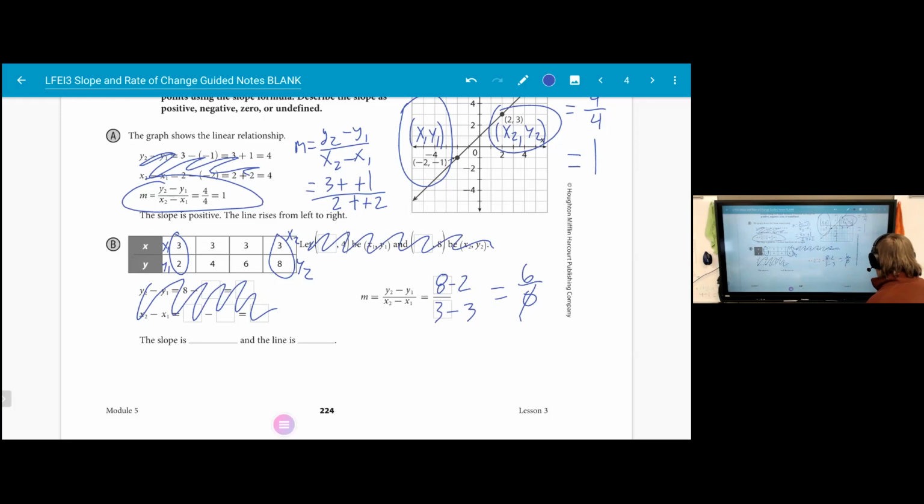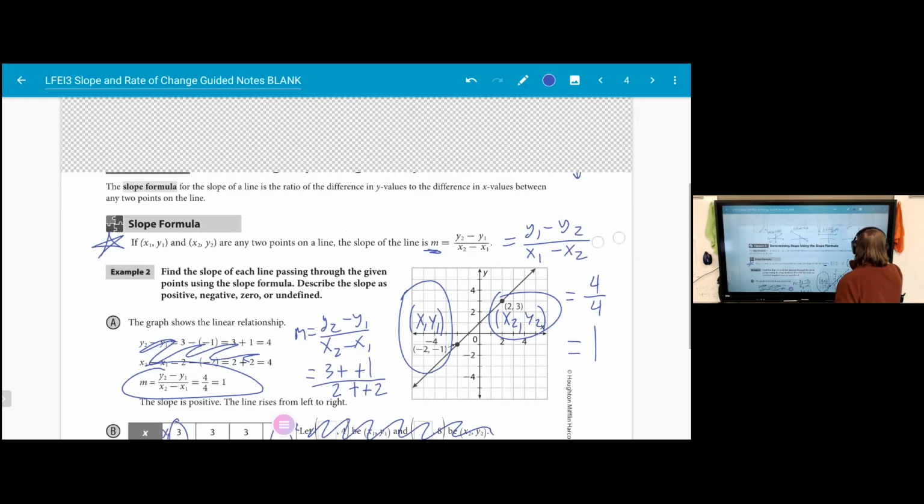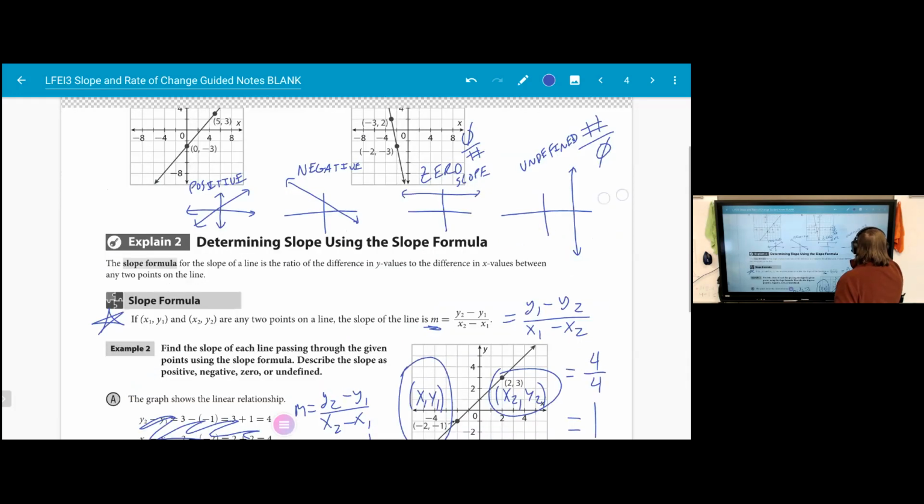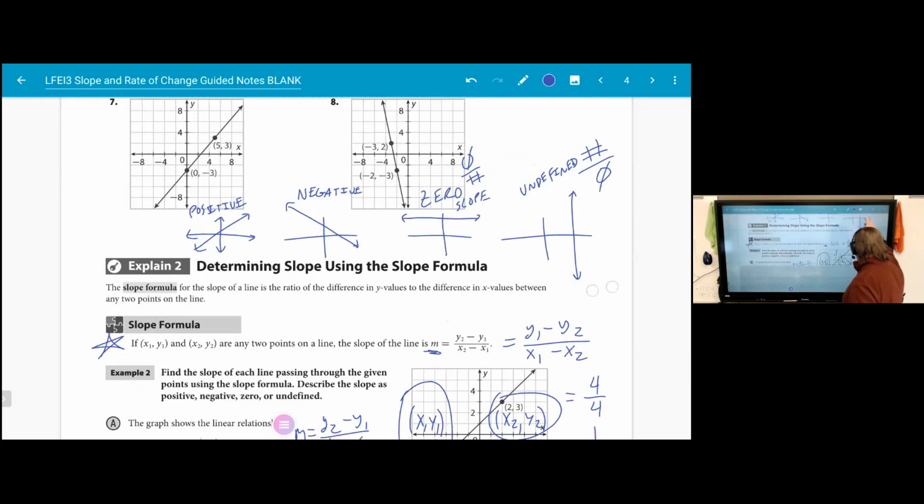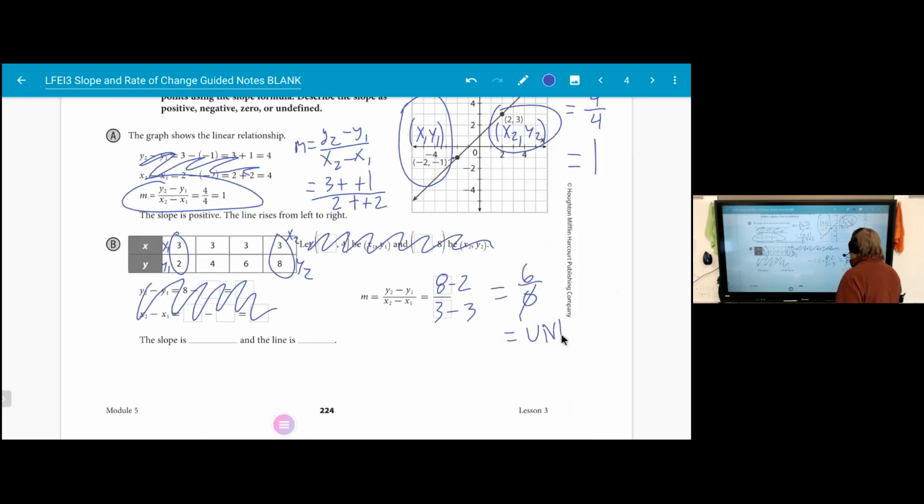Dividing by 0, what did we call that just a second ago? Let's go back and look. A number divided by 0, that's an undefined slope. Oh, that's interesting. Is this a vertical line? I think it is. This is an undefined slope, or UND. The slope is undefined and the line is vertical.